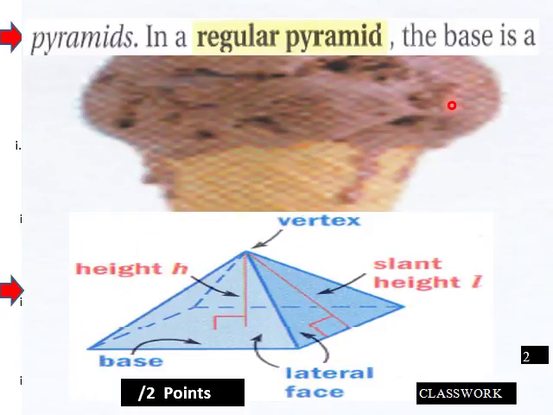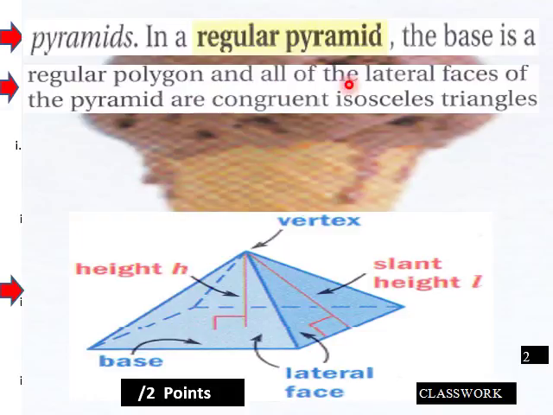In a regular pyramid, the base is a regular polygon, and this would be a regular pyramid here. We have what looks like a square base. This is your height here, perpendicular from your base up to the vertex, where the slant sides all meet in the vertex here. All the lateral faces of the pyramid are congruent isosceles triangles. So the sides are all isosceles here. They have 2 equal sides and a base.